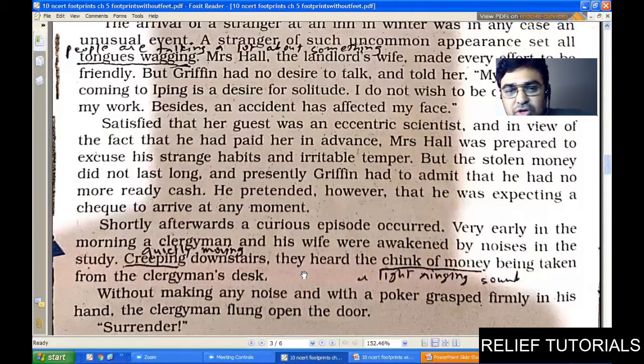So now let's see what he had done. And presently Griffin had to admit that he had no more ready cash. So he was not going to get money from anywhere, but he pretended. He falsely showed that, however, he was expecting a check to arrive at any moment.